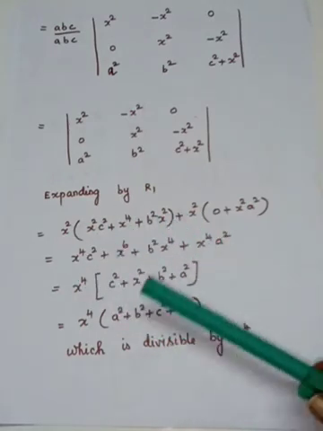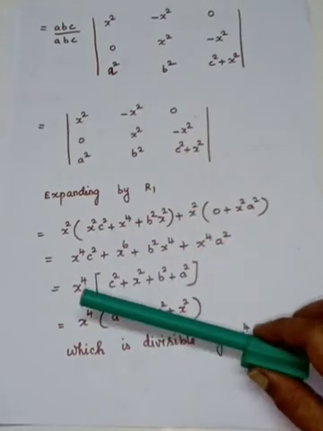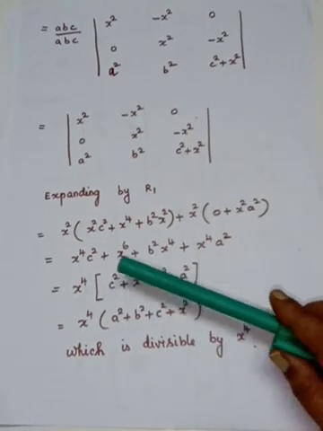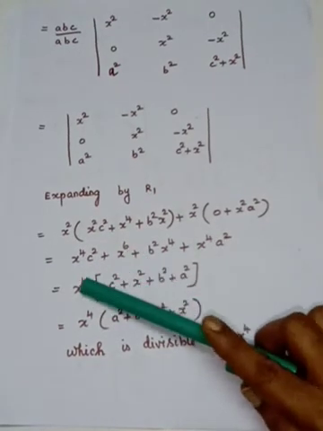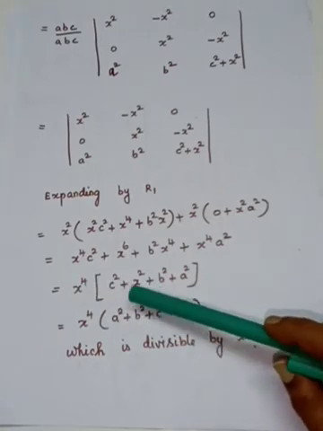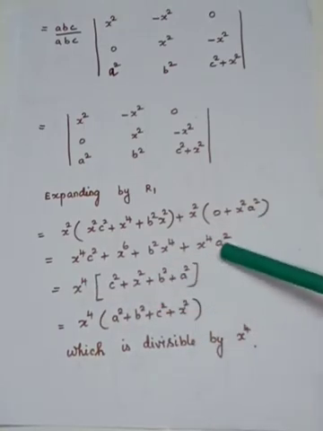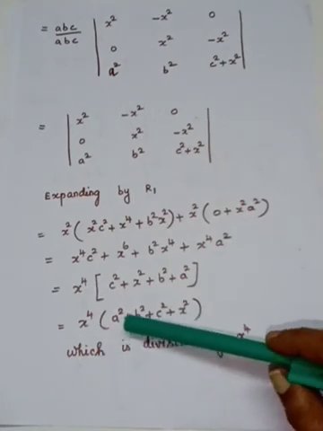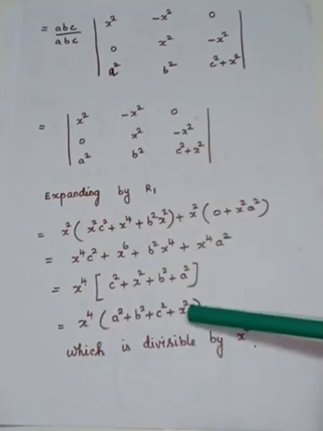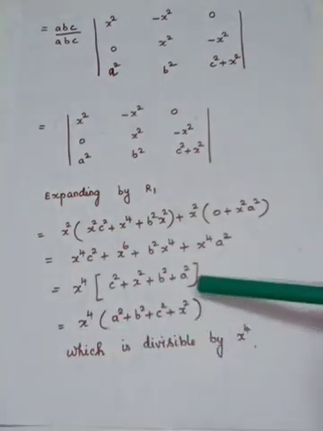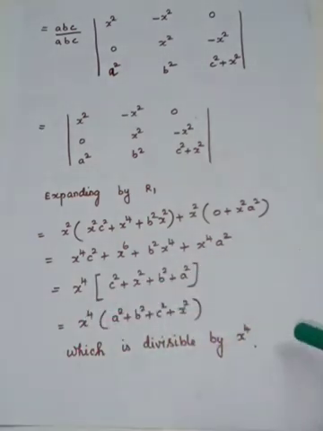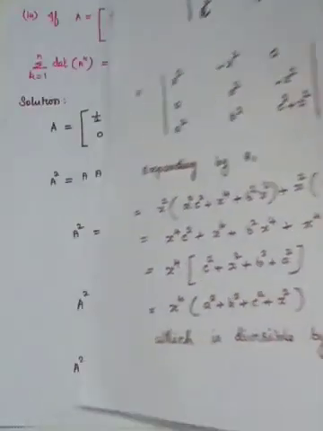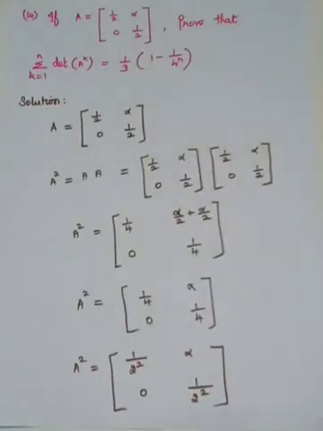From all the terms, what is common? x power 4. So here it is taken out. The remaining here is c squared. From x power 6, if you take x power 4 out, the remaining is x squared. Here b squared. Here you will have a squared. So therefore x power 4 into a squared plus b squared plus c squared plus x squared. So it is a multiple of x power 4, which means it is divisible by x power 4. So we have proved the determinant is divisible by x power 4.